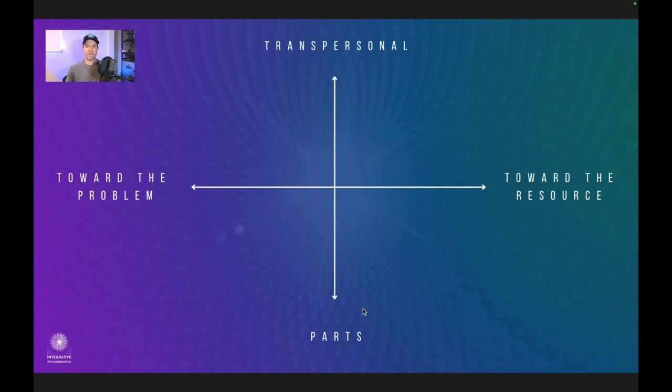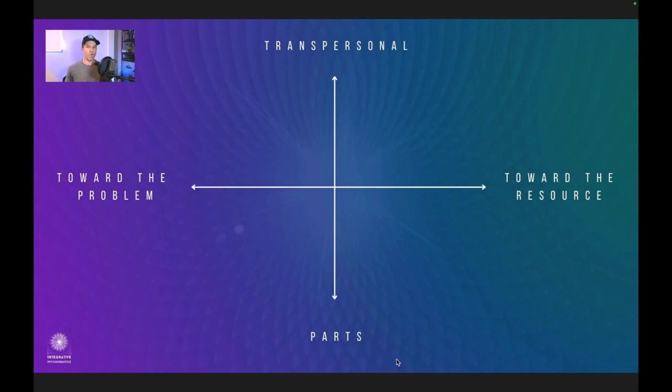So really, we want to start to look at our process here and our sense of who we are in terms of these four directions, right? Where do we tend to spend a lot of time? Towards the problem, in a resource state, in a transpersonal kind of consciousness, a spiritual awareness, or looking at sub parts of our psyche and really figuring out the little details of different aspects of our experience.